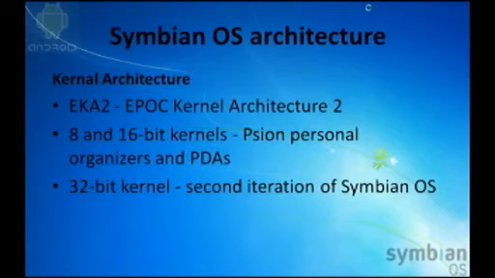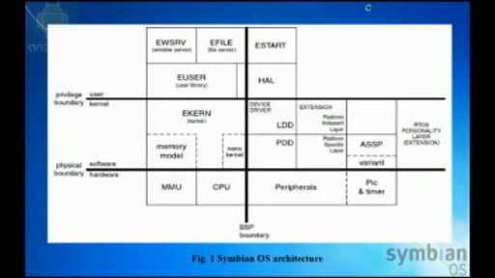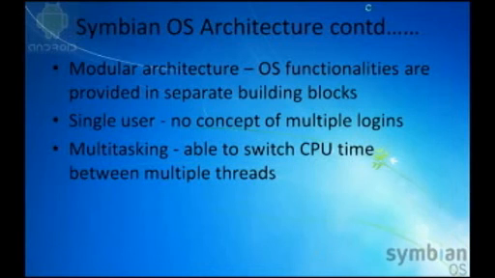Now let's move on to the next topic, the architecture of the Symbian operating system. Let's start from the kernel architecture. Today's Symbian operating system might be referred to as EKA2, which means EPOC Kernel Architecture 2. EKA2 is the second iteration of the Symbian 32-bit kernel architecture, and this in turn follows 8-bit and 16-bit kernels designed in the 1980s for some personal organizers and PDAs. As can be seen in Figure 1, the architecture is modular, where operating system functionalities are provided in separate building blocks, and not in one monolithic unit.